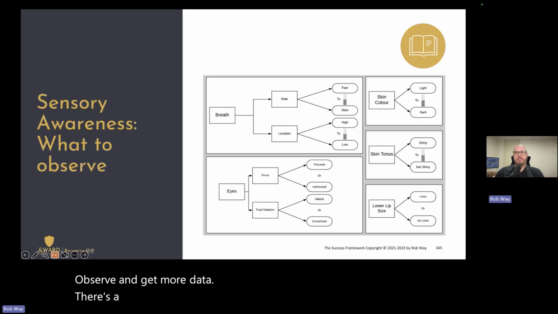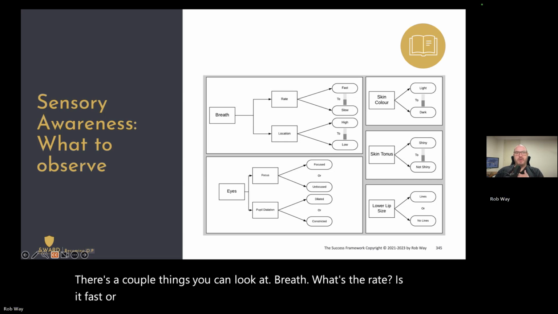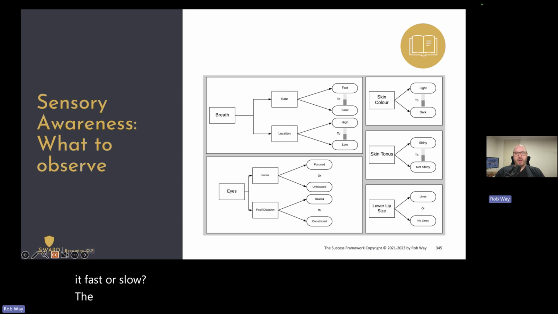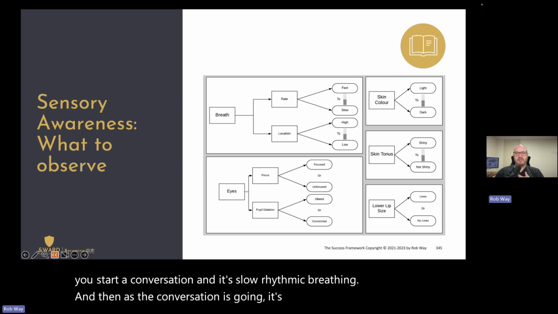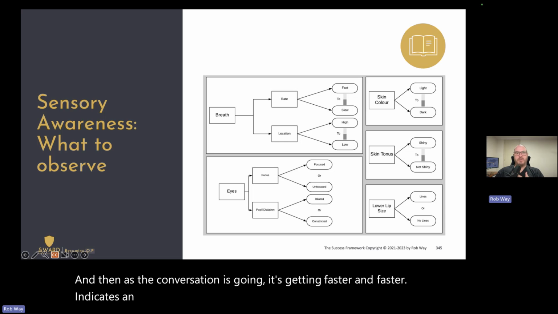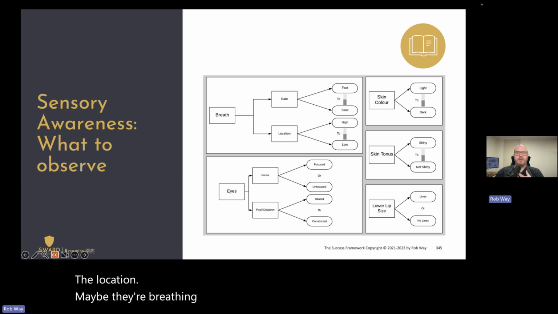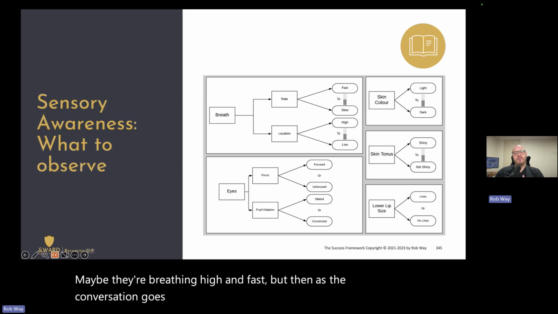There's a couple of things you can look at. Breath. What's the rate? Is it fast or slow? The location, is it high or low? So by observing the breath, maybe you start a conversation and it's slow, rhythmic breathing. And then as the conversation is going, it's getting faster and faster, indicates an internal change. The location, maybe they're breathing high and fast, but then as the conversation goes on, it slows and gets lower and they're getting more and more different state.